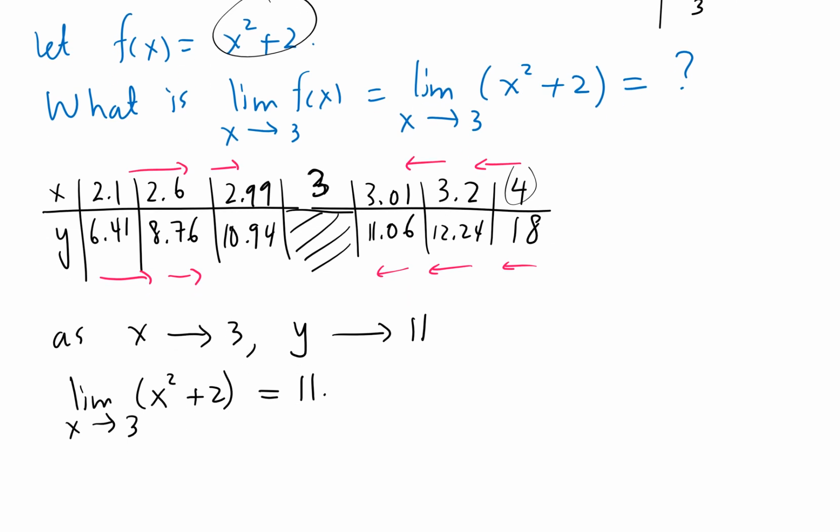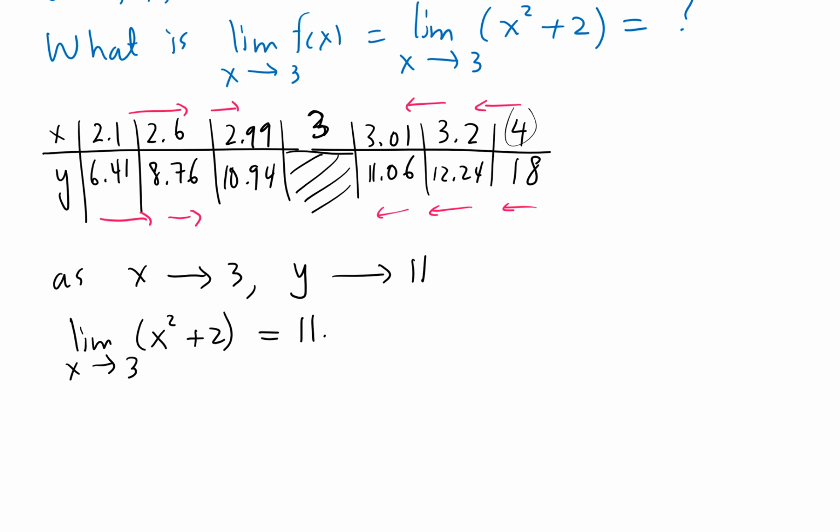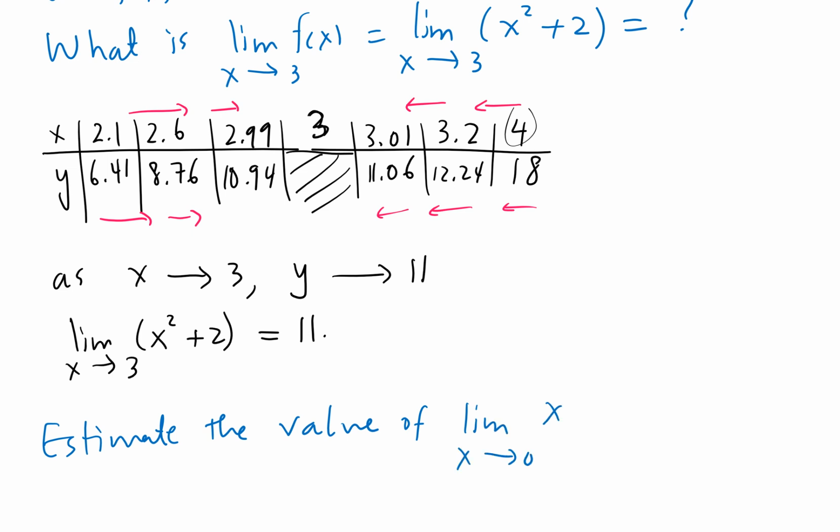Any questions about this? No questions? While you're copying this, I'm going to write down the next one. So let's say, estimate the value of the limit as x approaches 0 of x squared minus 2x over x.